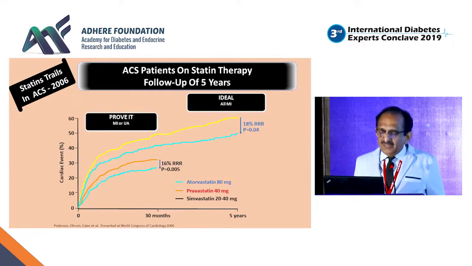Then ACS patients on statin therapy, follow-up for 5 years. The first one was PROVE-IT, MI or unstable angina, and the relative risk reduction was 16%. P is very, very significant. Then IDEAL, the longest follow-up is 5 years, relative risk reduction of 18%. That is, all MI patients were taken.